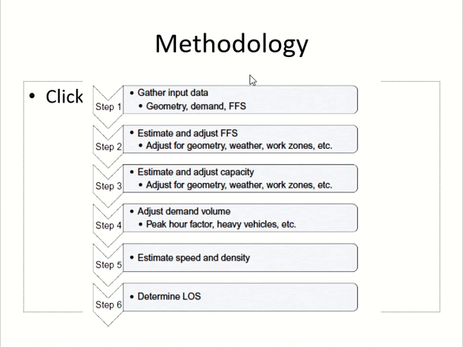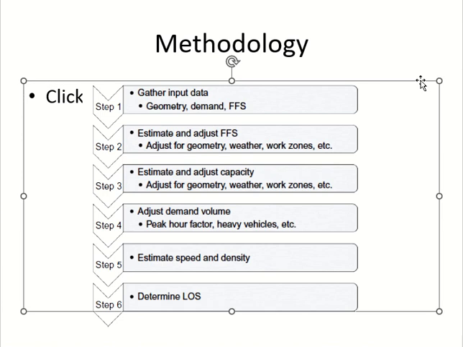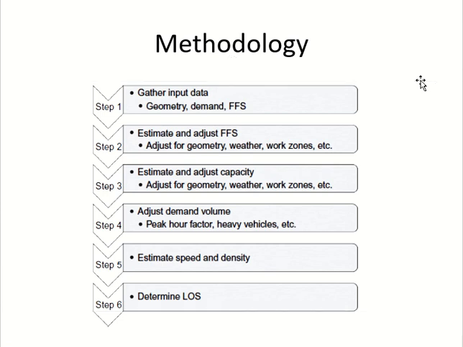Okay, the reason why we discuss the freeways and basic freeways and multi-lane highways together is the methodology which is given in the highway capacity manual, which follows the same steps. So first of all, you need the input data about geometry, demand, and free flow speed. Then if the free flow speed is already measured from the field and there are no adjustments required, then you're going to skip step number 2. Okay, but otherwise you have to do step number 2 as well.